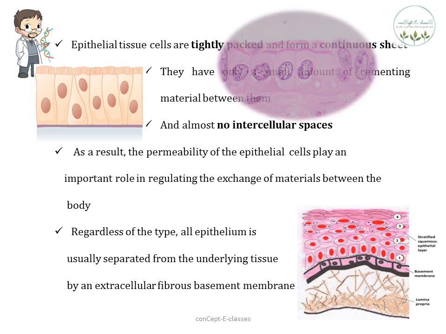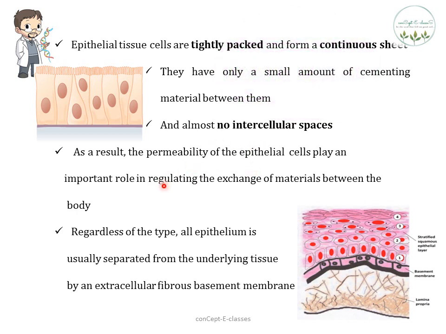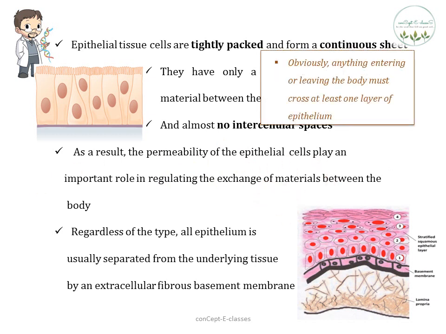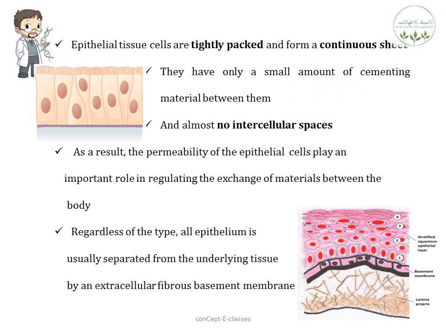As a result, the permeability of the epithelial cells plays a very important role in regulating the exchange of materials between the body and the environment. That is, anything entering or leaving the body must cross at least one layer of this epithelial tissue. Now, regardless of the type, all epithelium is usually separated from the underlying tissue by an extracellular fibrous basement membrane. That is, all these tissues have a basal surface, a basement membrane, and that basement membrane separates the epithelial tissue from the underlying tissue.